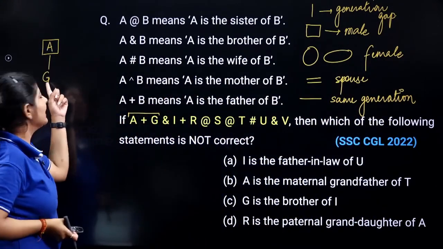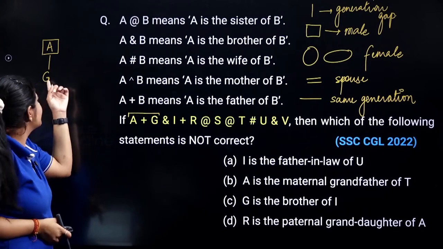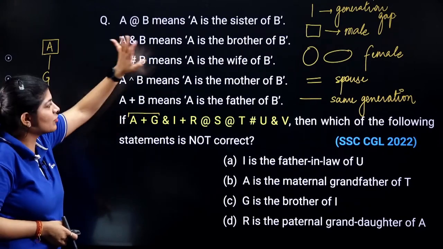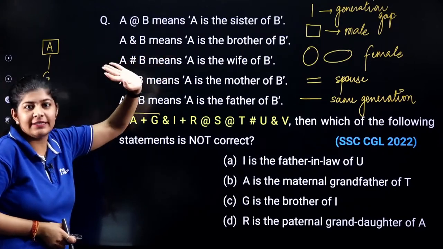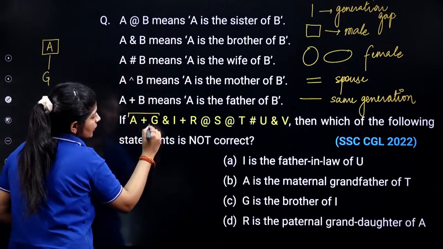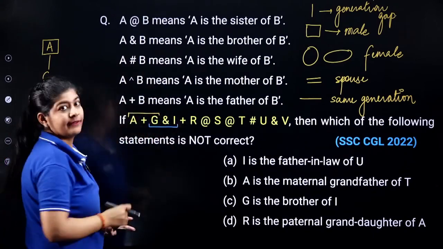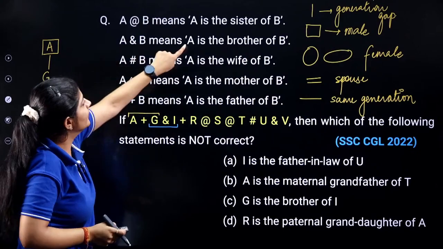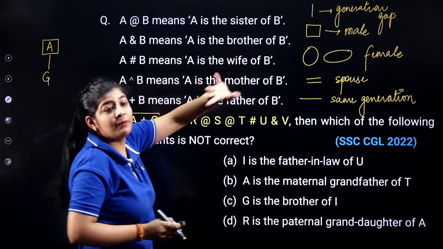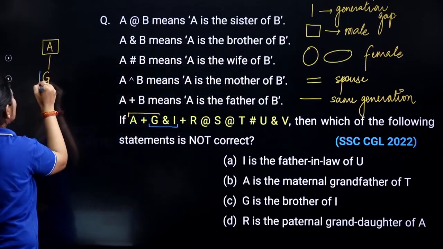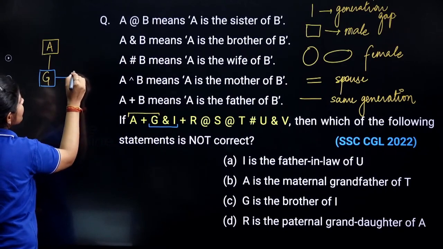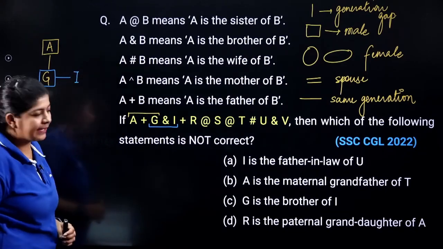Till this point we are not able to determine the gender of G. If it is not given in the question, then just let it be. Next one. G and I. Here we have that A is a brother of B. That means G is a brother of I. Right? Next.